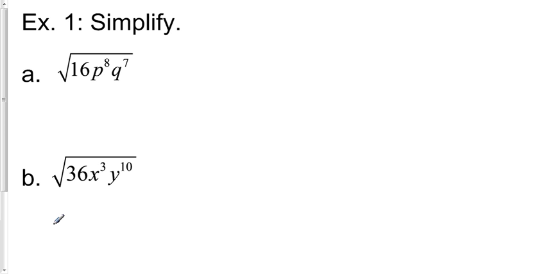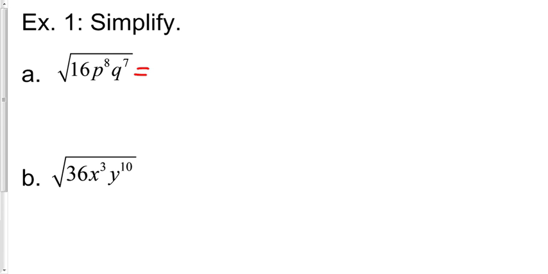So if you look at the first one, the square root of 16, p to the 8th, q to the 7th. The square root of 16 is 4. And the square root of p to the 8th would be p to the 4th if we just cut it in half. But the square root of q to the 7th is not a perfect square because it's got an odd power up here. So how do we deal with that?